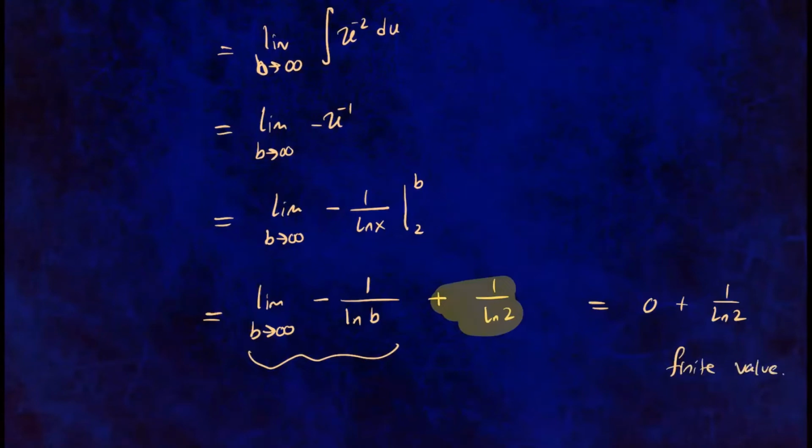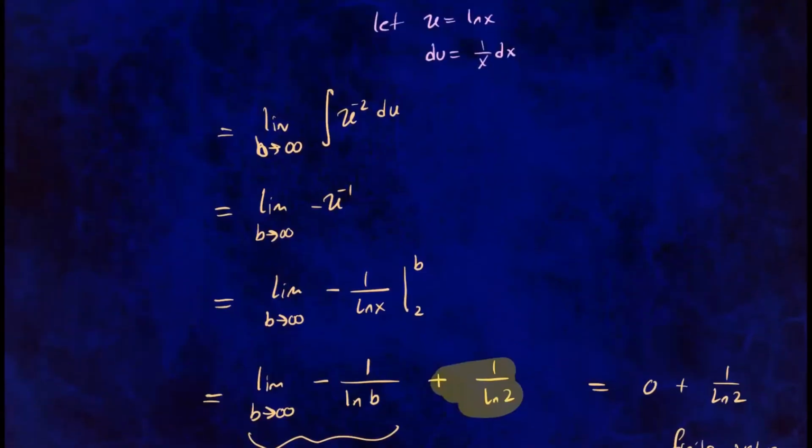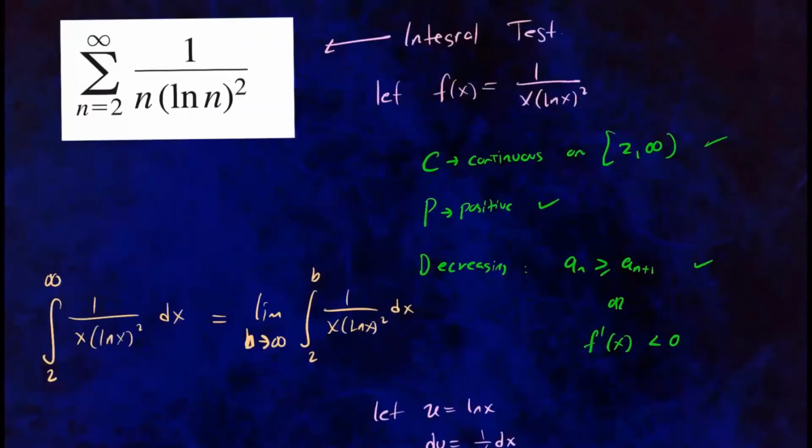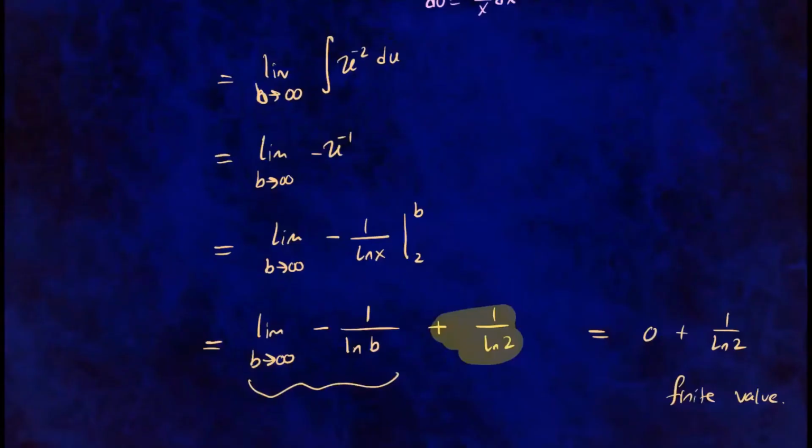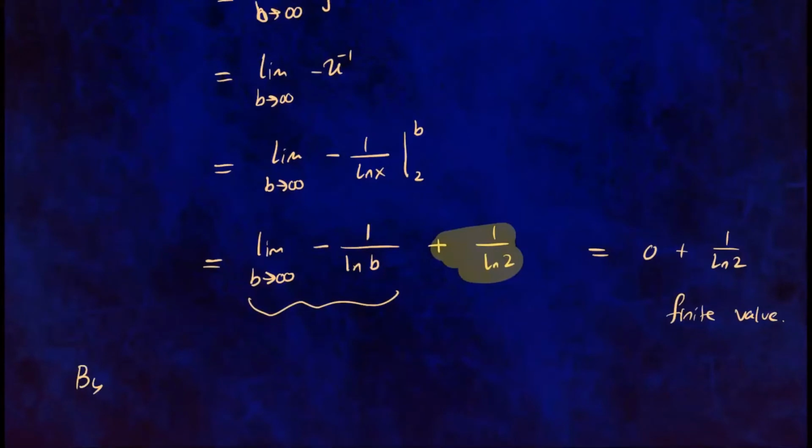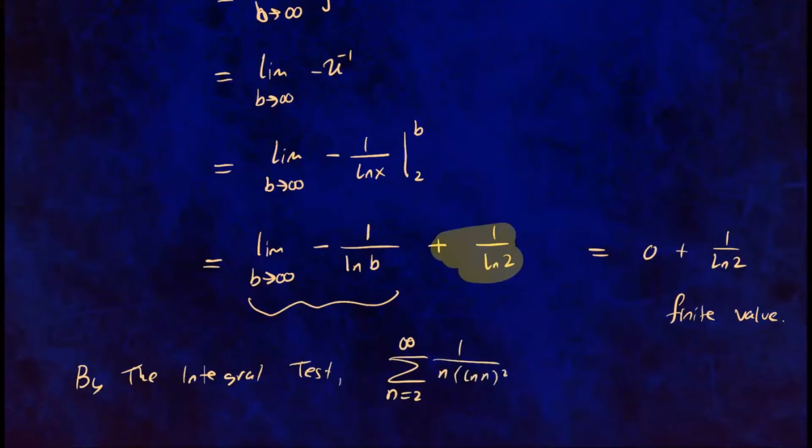So what does that mean? Well, that means that since the integral converges by the integral test, this series will converge. So we can say that by the integral test, our series, which was the sum from n equals 2 to infinity of 1 over n times ln of n squared, converges. So we justify that by using the integral test.